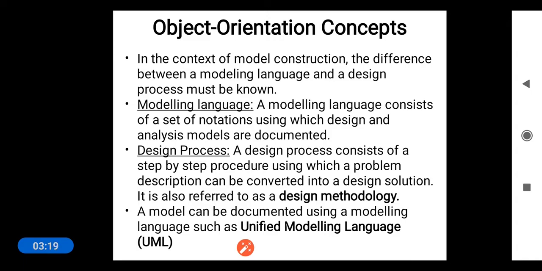A modeling language consists of a set of notations using which design and analysis models are documented. This is completely related to documentation of design and analysis models, whereas the design process is converting a problem description into a design solution. In simple terms, the design process is converting the SRS document into the design solution. Here we will be applying some step by step procedures.